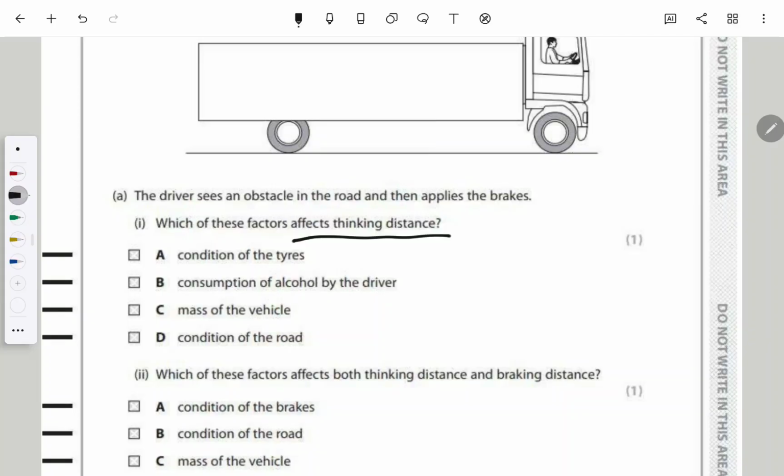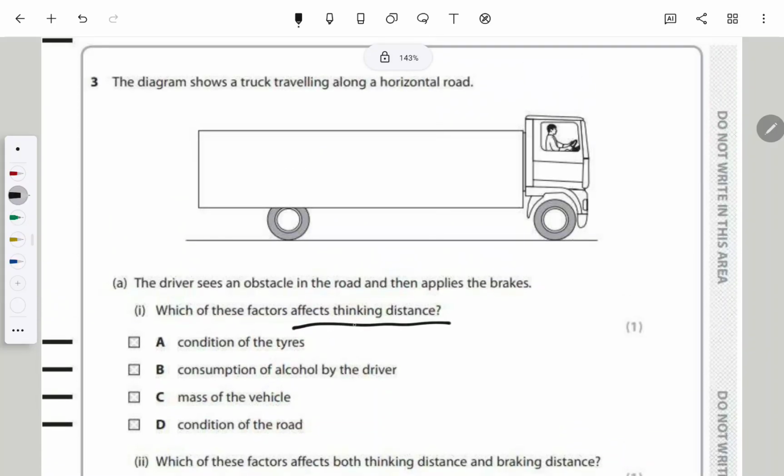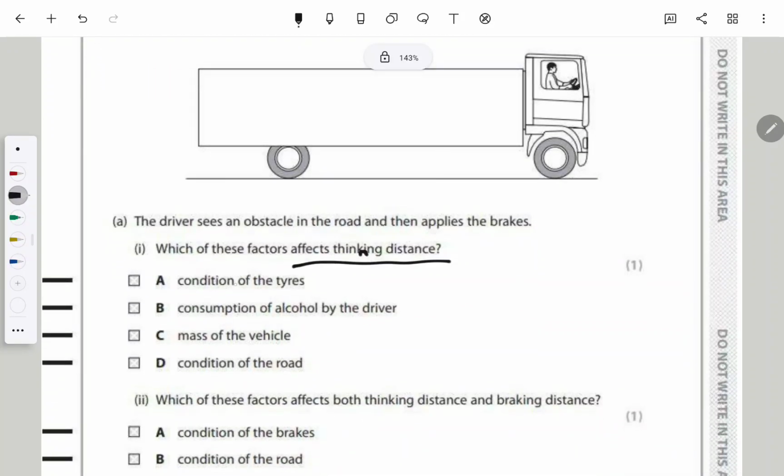And the right answer, because we're talking about the driver, again, thinking distance, think about the driver. So what would affect the driver? Do the conditions of the tire affect the driver? No. Does the consumption of alcohol affect the driver? Last time I checked it does, but let's check the other options. Does the mass of the vehicle affect him? Nah. The condition of the road? Nah. Whenever it talks about thinking, you need to remember that the driver, the human being, is the one doing the thinking. So, this is the right answer. Okay, so, alright.